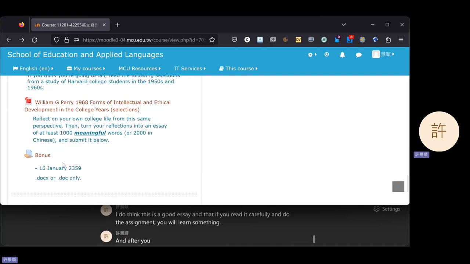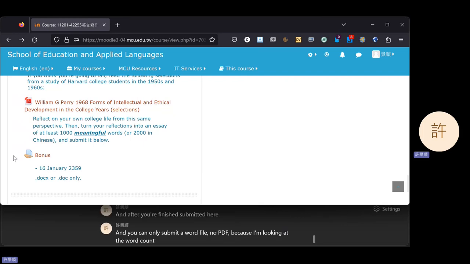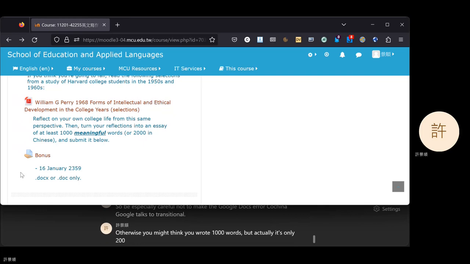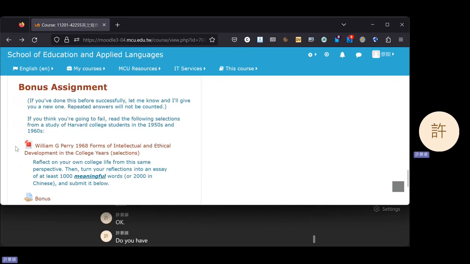After you're finished, submit it here. And you can only submit a Word file, no PDF, because I'm looking at the word count. So be especially careful not to make the Google Docs error. Otherwise, you might think you wrote 1,000 words, but actually it's only 200. Okay, do you have questions about the bonus assignment?